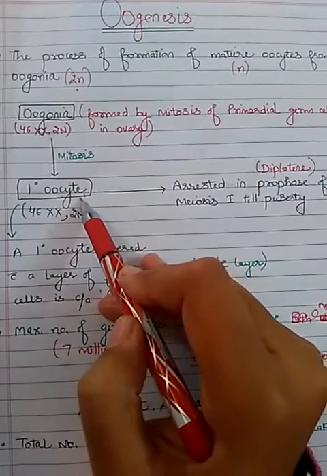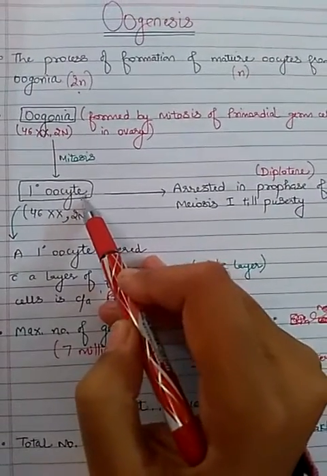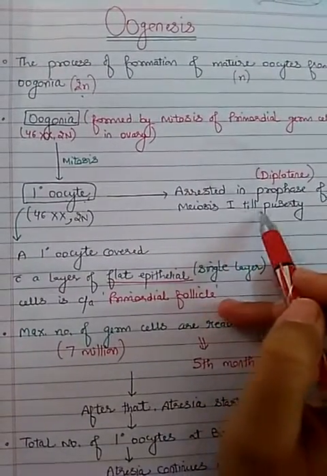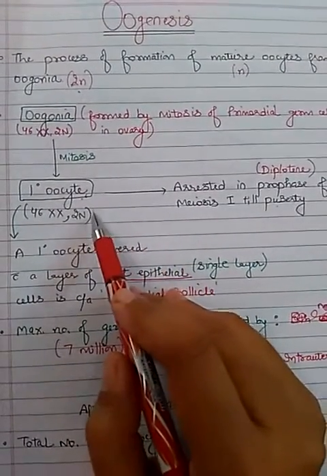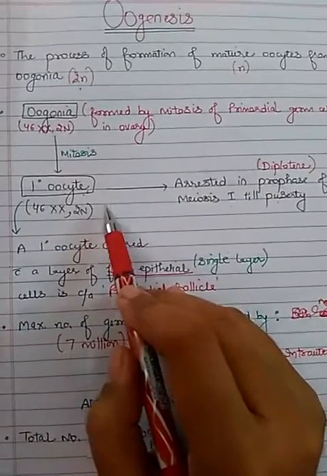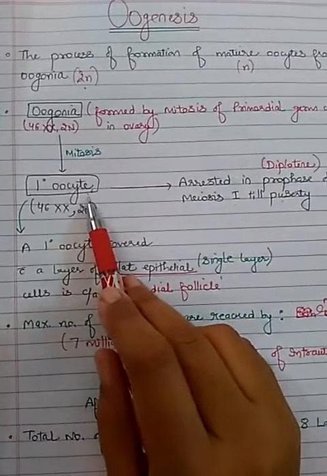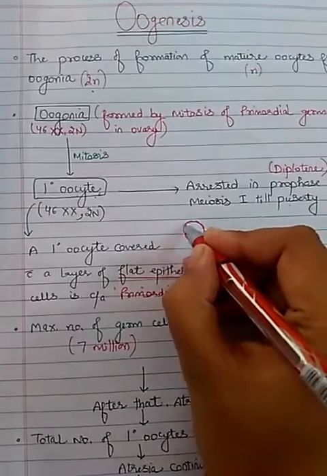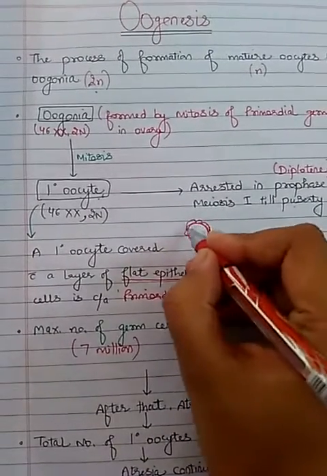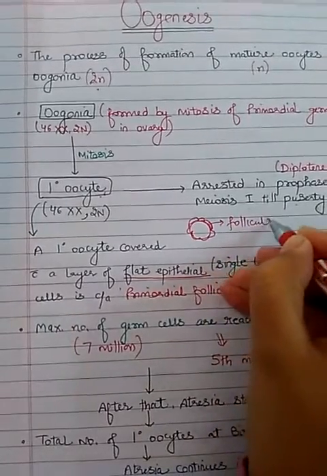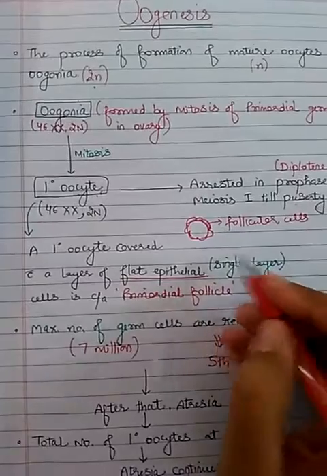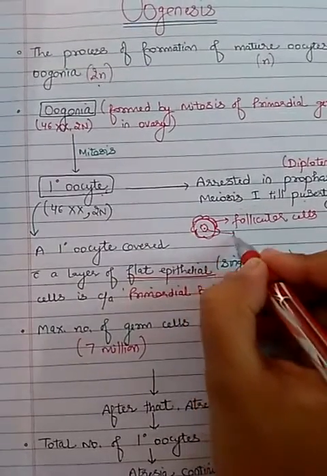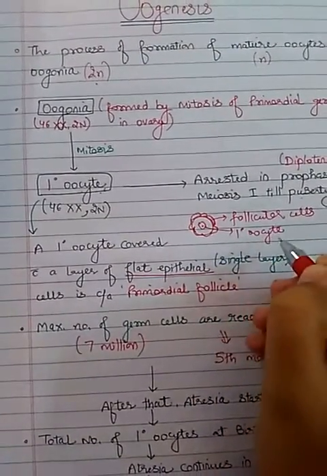Then these primary oocytes start undergoing meiosis 1 division, but they are arrested in the diplotene stage of prophase of meiosis 1 and remain in this stage till puberty. Okay, but primary oocytes will not be formed after birth. One more thing, this primary oocyte is covered by a layer of flat epithelial cells. These are squamous cells. These are called follicular cells. Okay, single layer of flat epithelial cells is there till puberty, and this whole structure, with the primary oocyte inside, is called the primordial follicle.